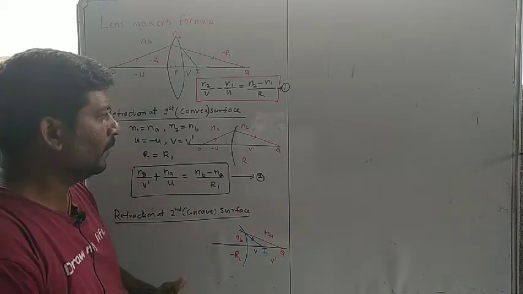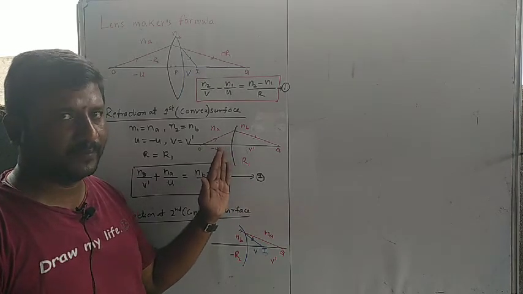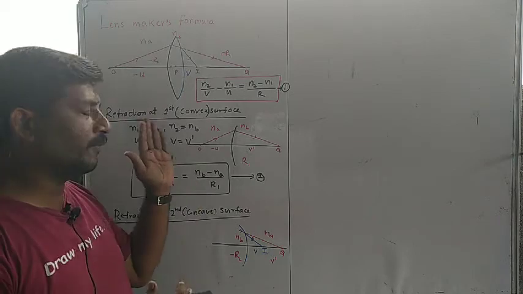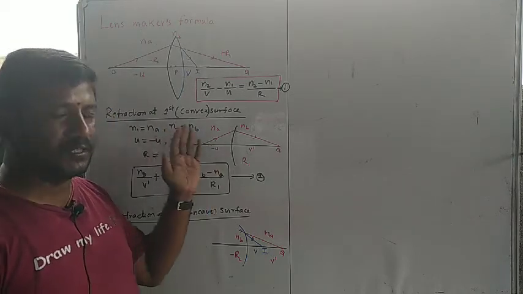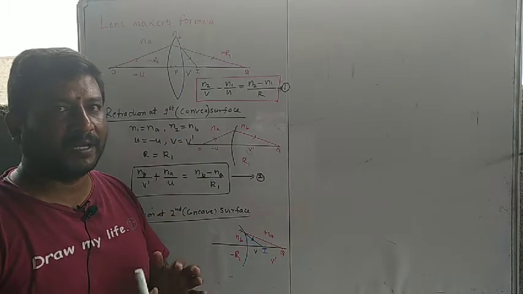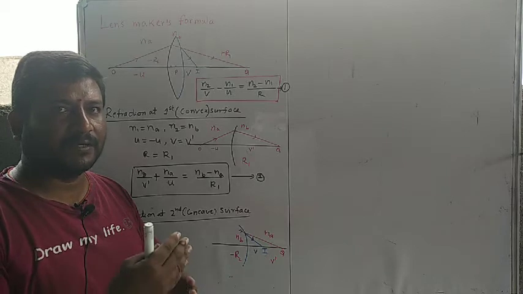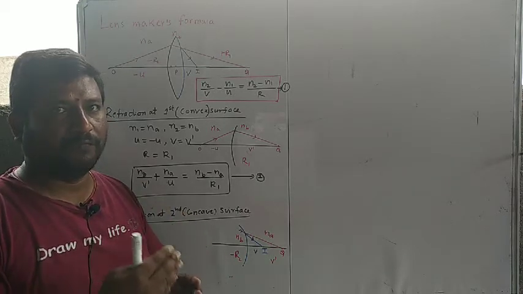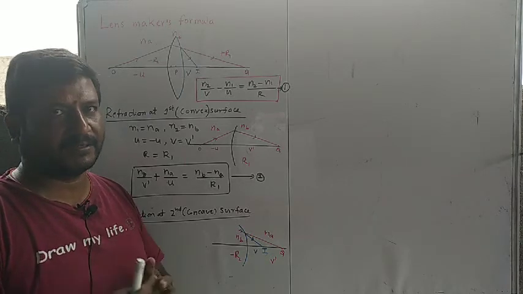Now here we are ignoring the second refracting surface. Whenever we are discussing refraction at first refracting surface or convex surface, we ignore second refracting surface or concave surface.